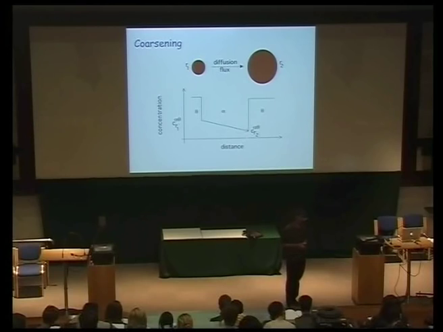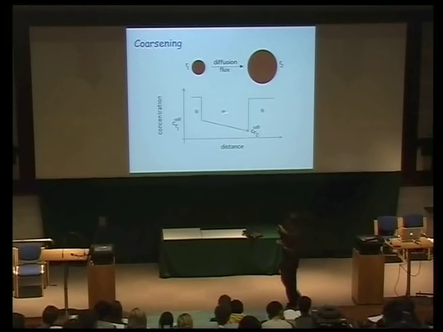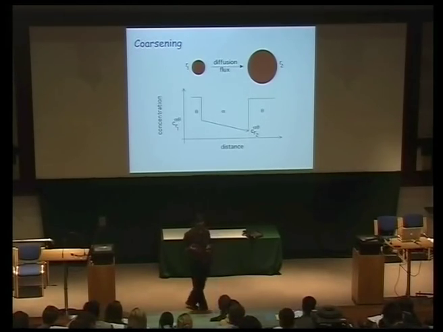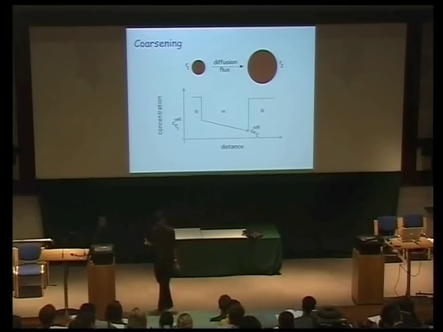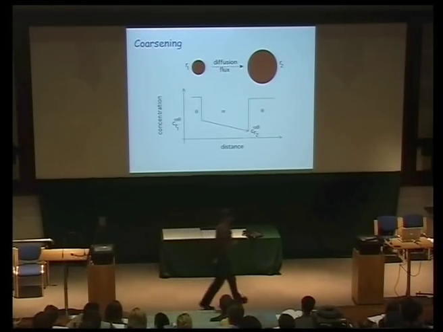The other thing we can do is reduce the diffusion coefficient. Okay? So if I manipulate the composition of the matrix so that the diffusion coefficient of the solute decreases, then that's also a good thing. You remember when we did diffusion theory, the diffusion coefficient depends on the chemical potential gradient, and the chemical potential depends on all the other elements that are in solution. So by manipulating composition, I can also manipulate the diffusion coefficient.